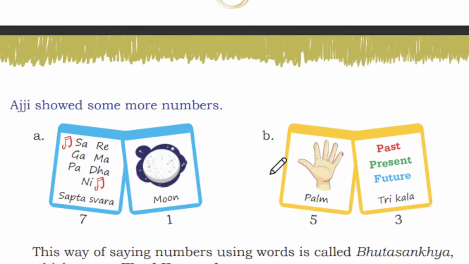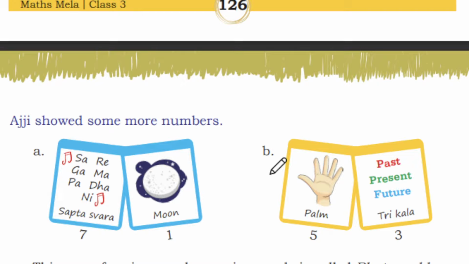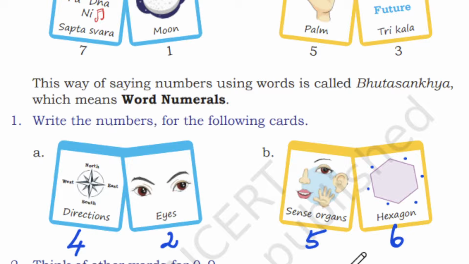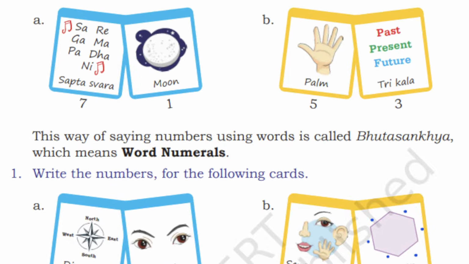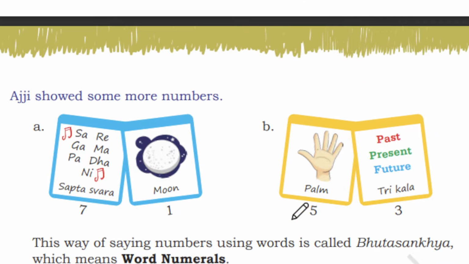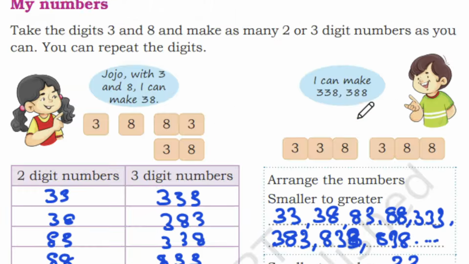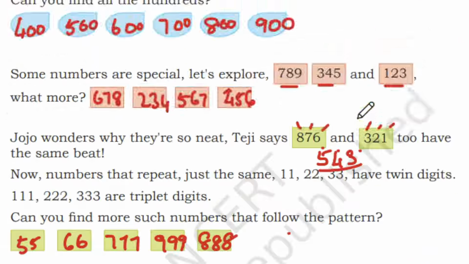You can make cards even with 0 to 9, up to 9 cards, and make new cards for the numbers 15, 27 and 94. Okay, so this is your class activity. For 15, for 1 you can use moon, and for 5 you can use sense organs. Like 27, for 2 you can use eyes, and for 7 you can use the sa ri ga ma saptaswara card. Okay. So for this one we have completed this chapter, students.